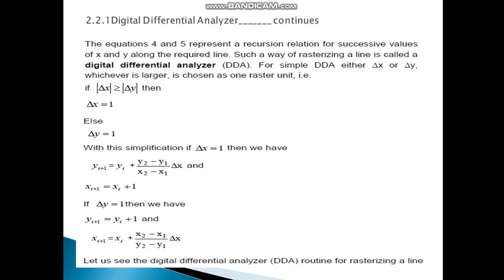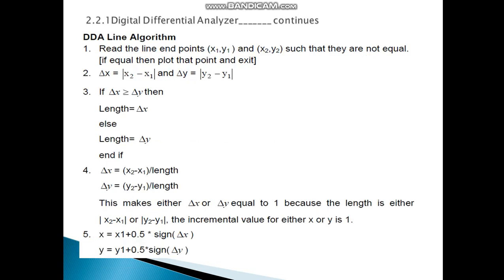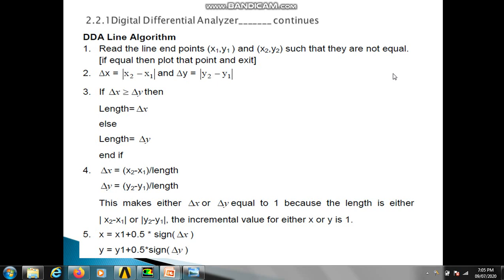Means there is a condition. So now we see the algorithm. In this algorithm, the first step is to read the line endpoints, that is x1, y1 and x2, y2, such that they are not equal. If these points are equal, then plot that point and exit. If they are not equal, then go to the second step, which is to calculate delta x and delta y. The equations are delta x is equal to x2 minus x1 and delta y is equal to y2 minus y1.